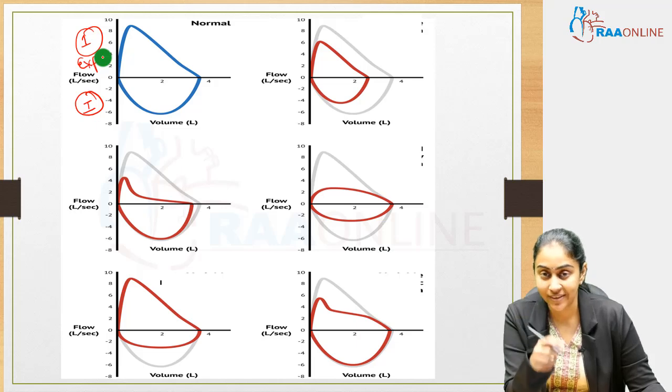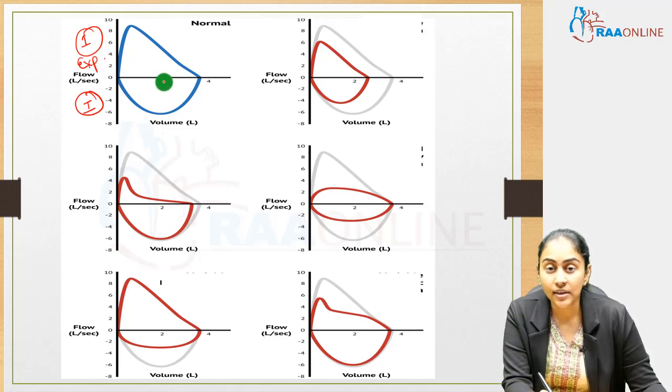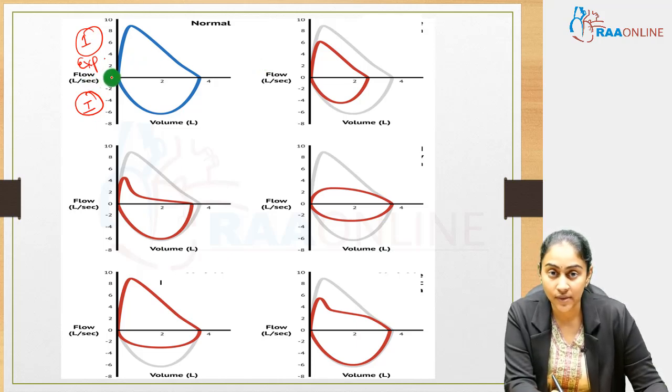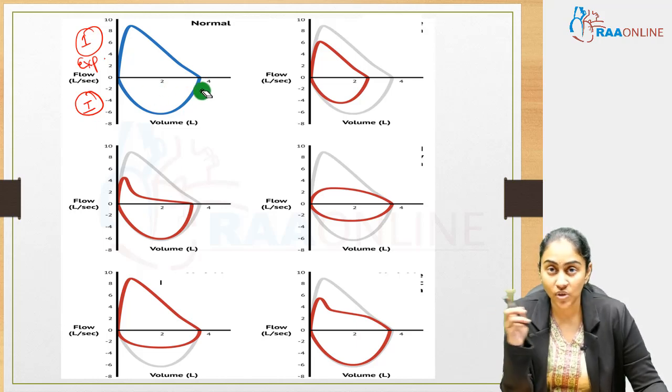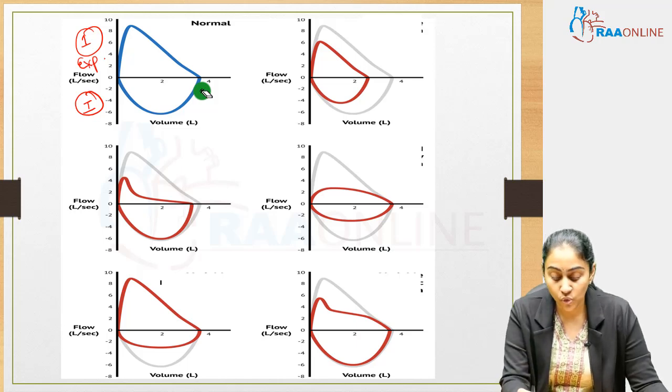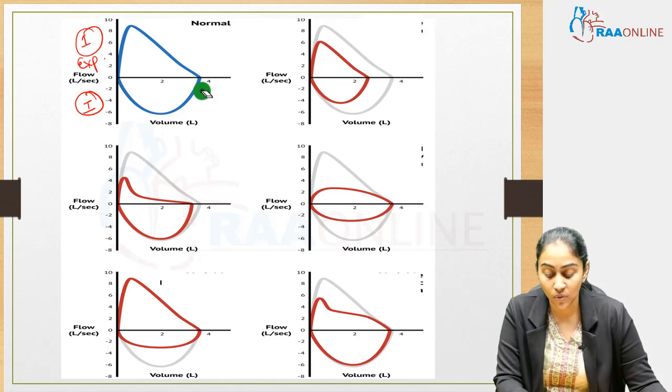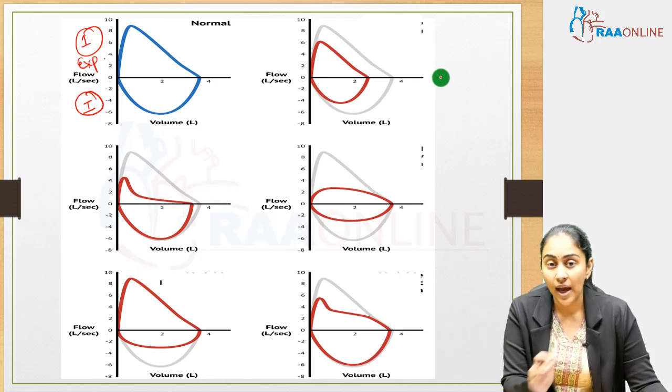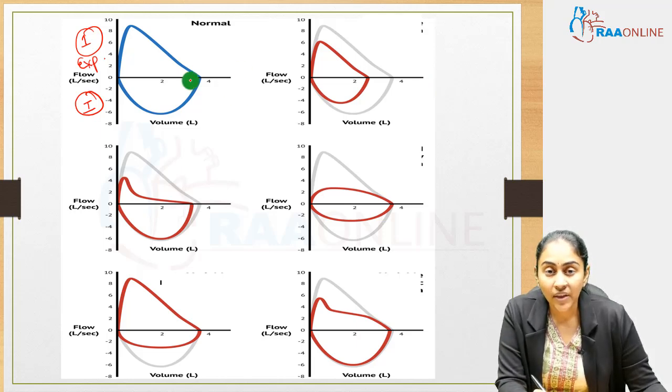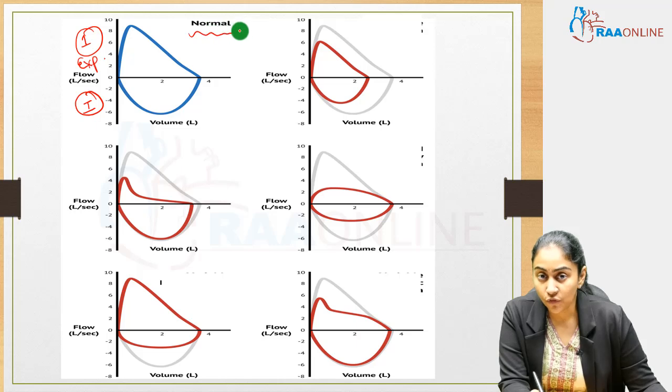and the x-axis here, although it goes from 0 ascending forwards, usually what happens, it is vice versa. You have 8 here and then 6 and then 4, 2. So, usually the x-axis is in the descending order, and that is where the leftward shift and rightward shift, which I was telling you about previously, comes into play. So, don't apply that on this particular graph because the x-axis is in the ascending order. So, this is the normal flow volume loop.